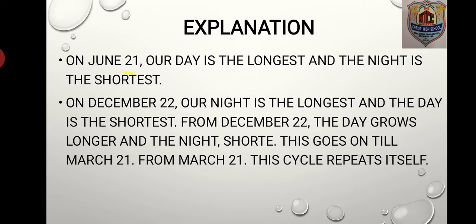On June 21, our day is the longest and the night is the shortest. On December 22, our night is the longest and the day is the shortest. So these 2 days you should remember, they are opposite to each other. June 21 and December 22. From December 22, the day grows longer and the night shorter. This goes on till March 21. From March 21, this cycle again repeats itself.